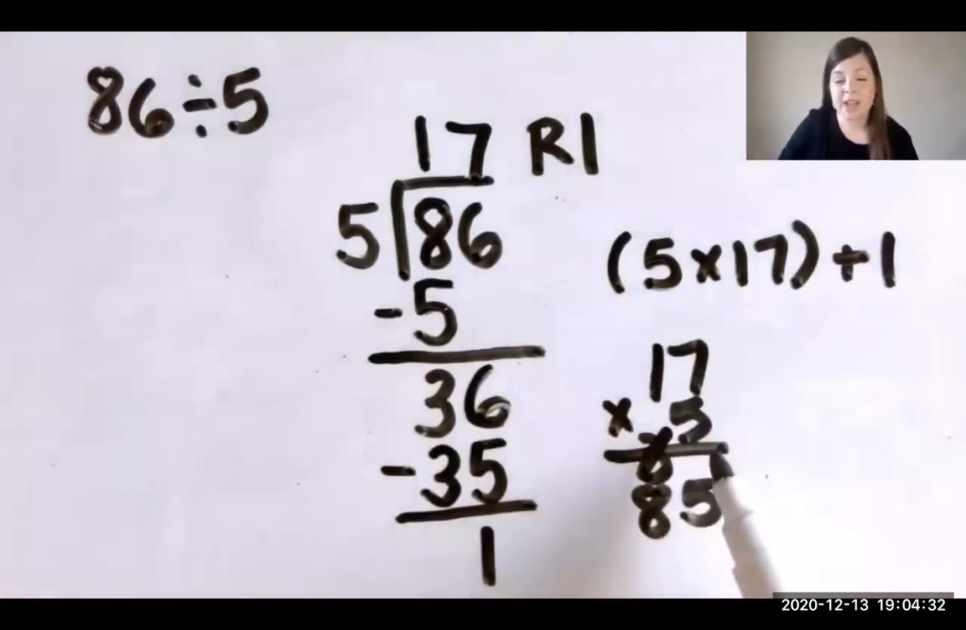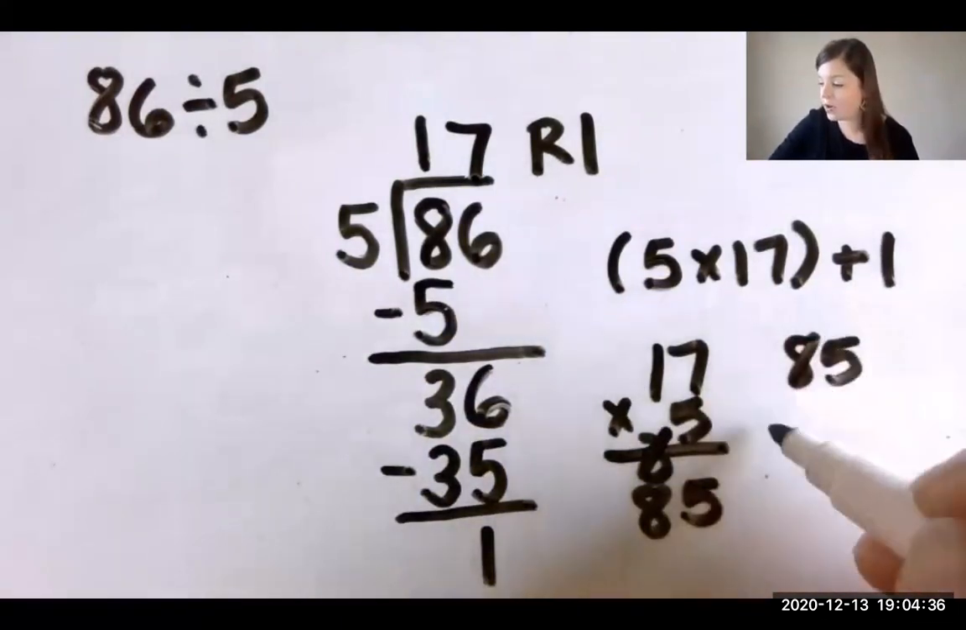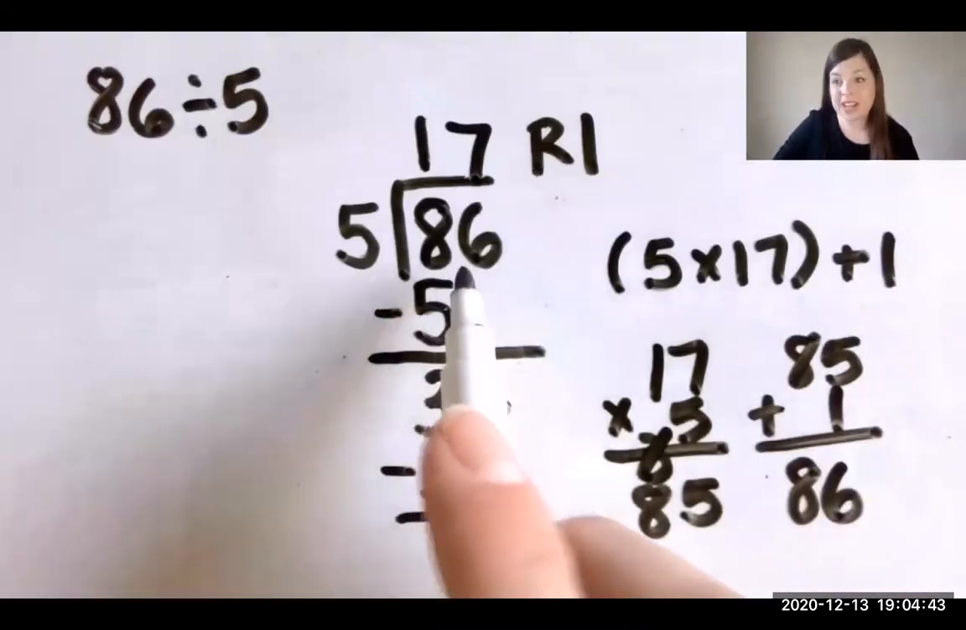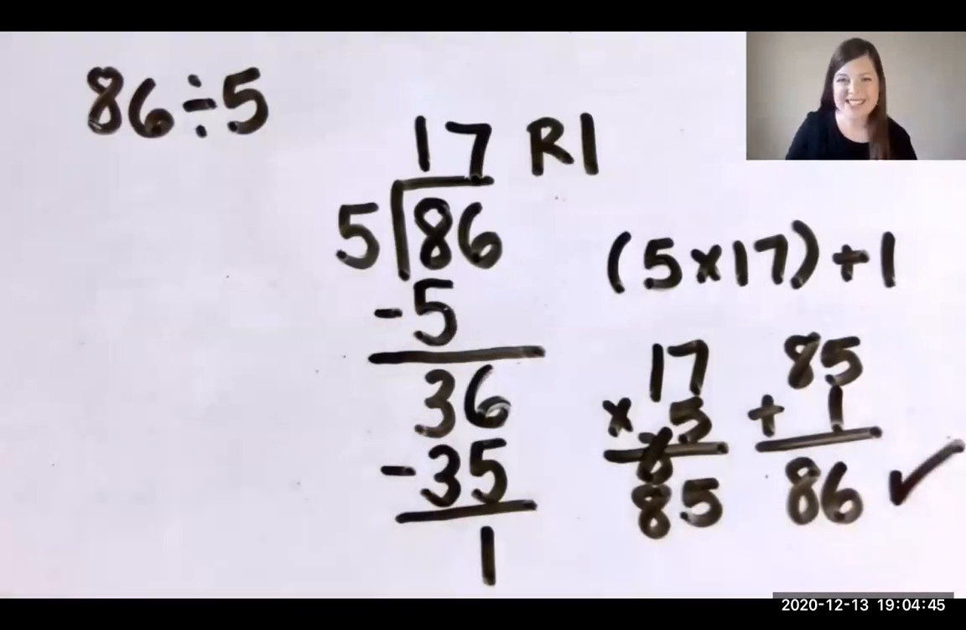When we multiply 5 times 17, our product is 85, and then we add on our remainder of 1, and we get 86. Since that's the whole amount that we were dividing, we know our division is correct. Nice work.